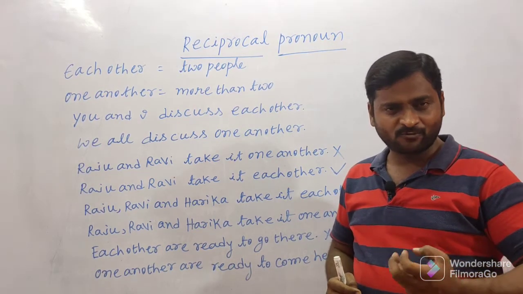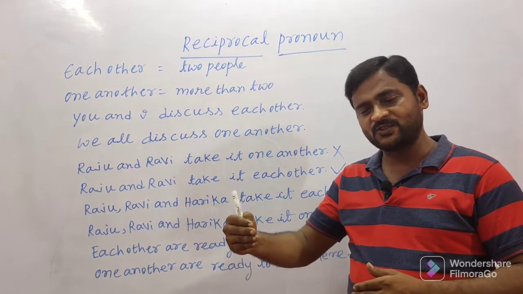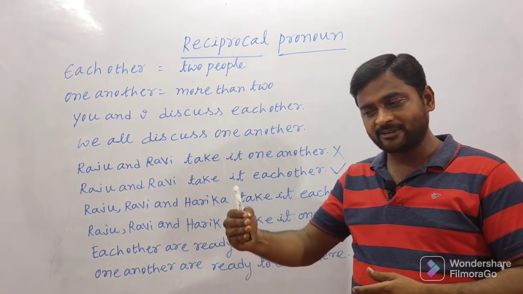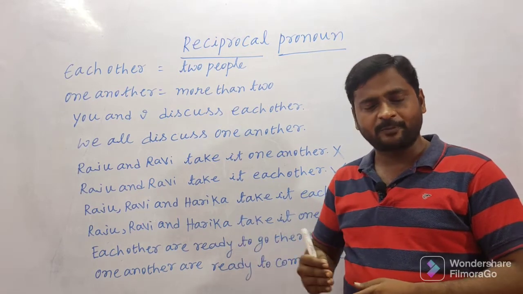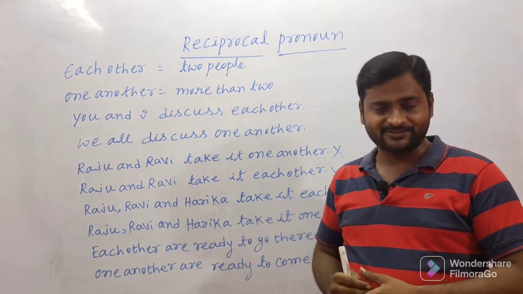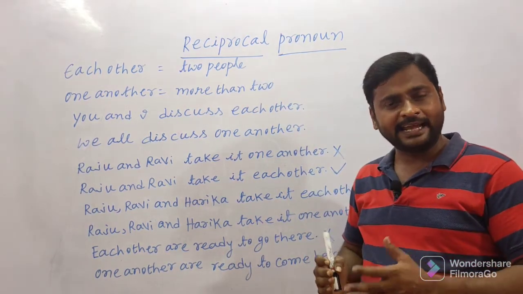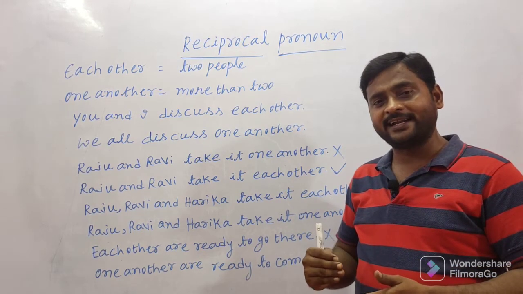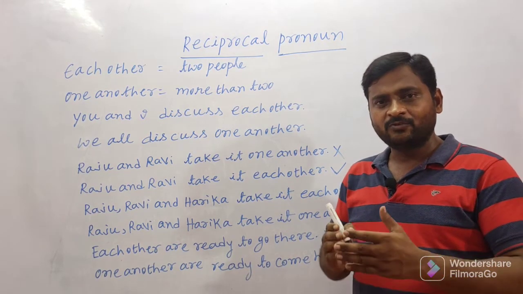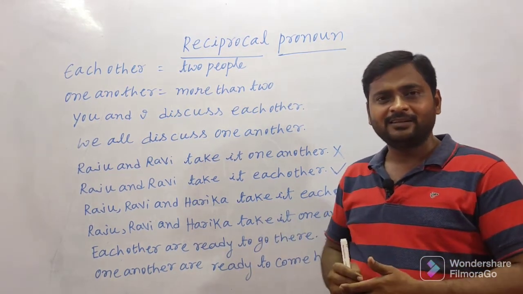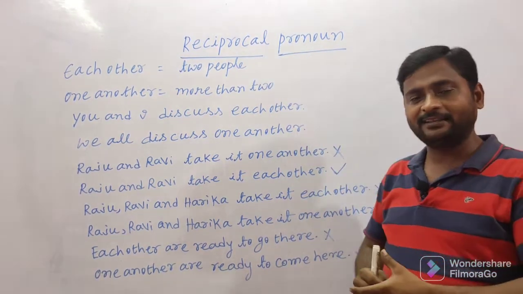It is very basic quality. If you know this basic quality, it becomes very easy to understand any sentence, how that is given at the competitive level, in the newspaper, or in the general sense. And if you know the uses of each other and one another, it becomes very easy to identify the importance of the subject in the sentence, because whether the subject is two people or more than two people depends on each other and one another.